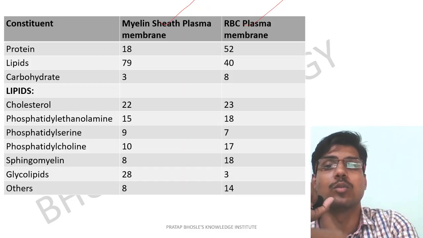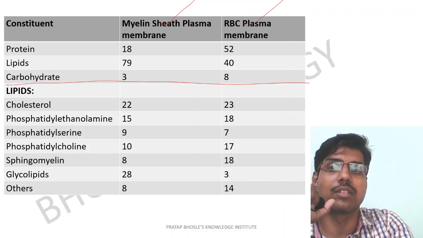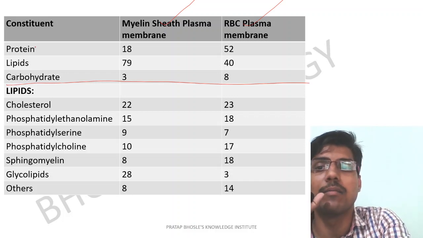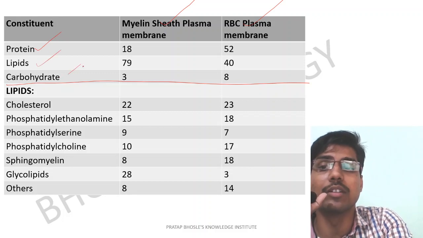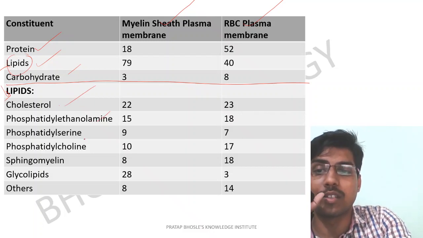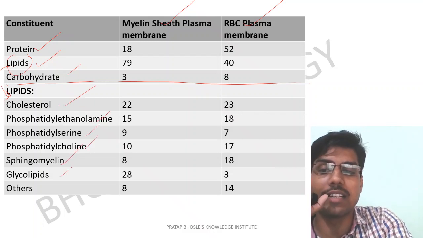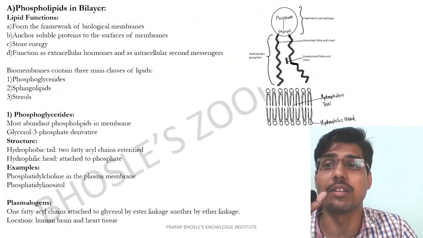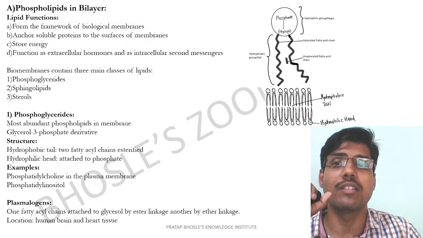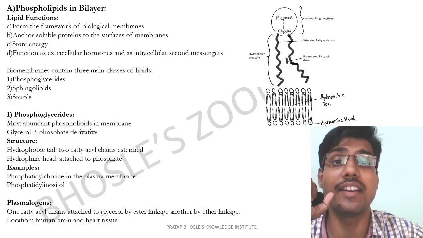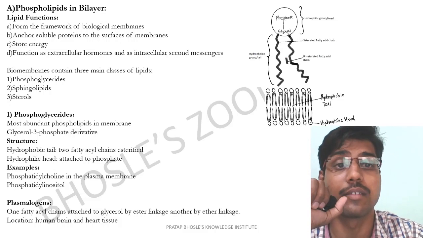The myelin sheath plasma membrane or the RBC plasma membrane has main parts: proteins, lipids and carbohydrates. Out of these, lipids are further classified into cholesterol, phosphatidylserine, choline, sphingomyelin, glycolipids and others. You can just mention any one example. So let's start with the phospholipid bilayer, how the structure is and why it is called a phospholipid bilayer.